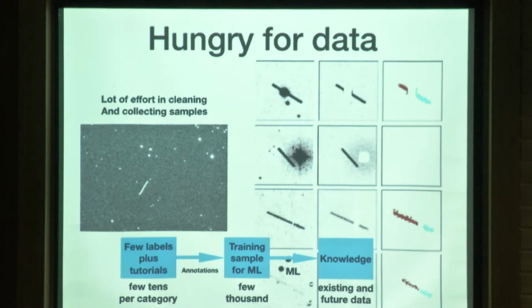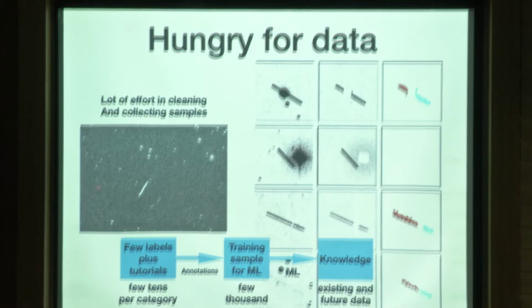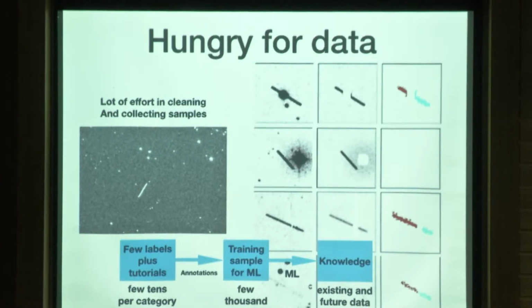The one thing to remember for machine learning is that most of these algorithms are very hungry for data, and they need good data, good labeled data. If you don't have good data, it's going to be garbage in, garbage out. And many people don't care, but you should. A lot of effort is spent in cleaning and collecting the samples.